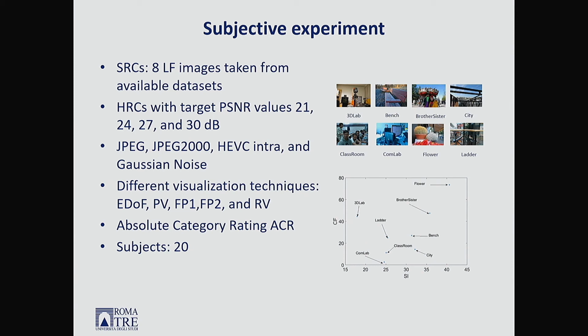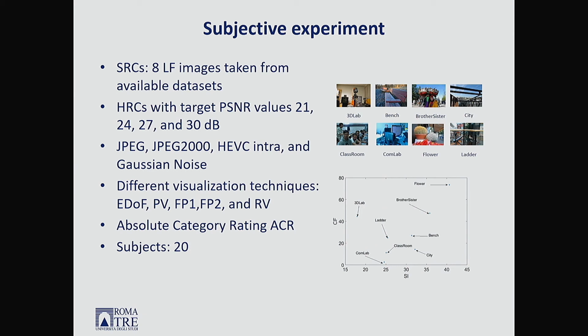For compression, we use JPEG 2000 HVC Intra. The goal was to apply those distortions in order to have target PSNR values. So we created our data set starting from our sources. We did these modifications, and we used the visualization techniques that were shown earlier.